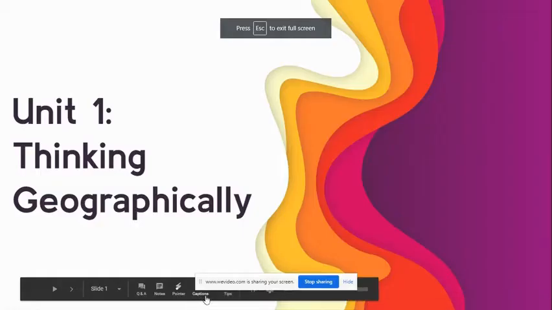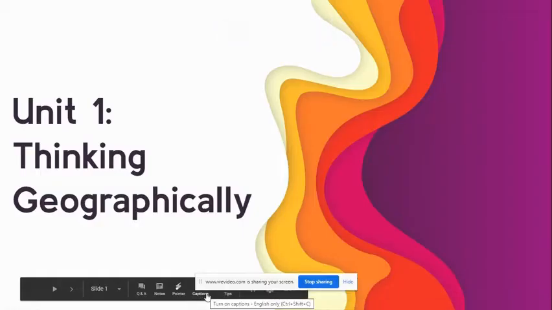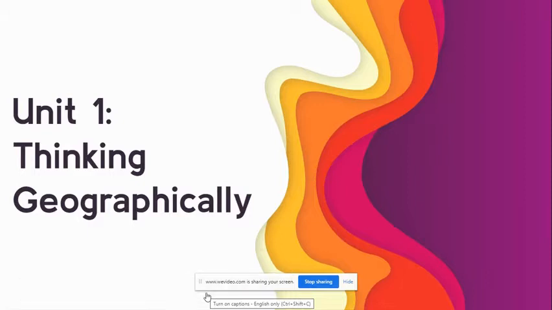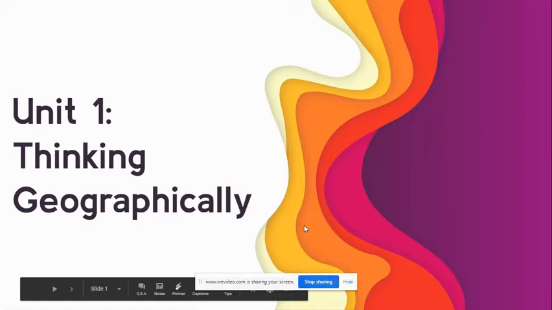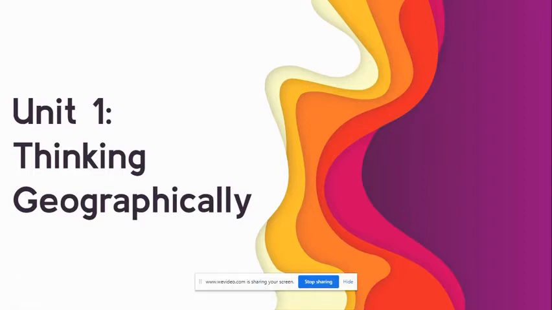All right, so we are going to be reviewing Unit 1 this week, and Unit 1's title is Thinking Geographically. Every day I'm going to go over the parts of Unit 1 that we are going to be focusing on for your discussion post, but hopefully this will also help you with the terms assignment as well as the concepts assignment.